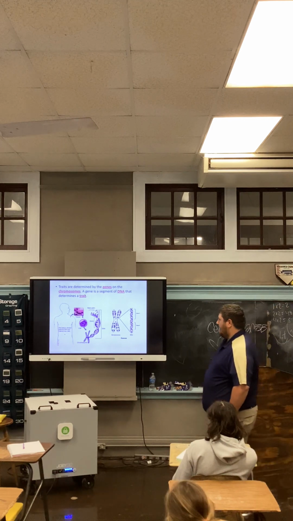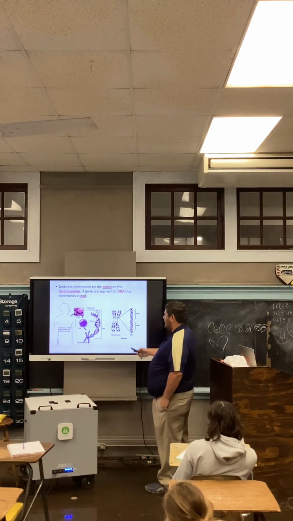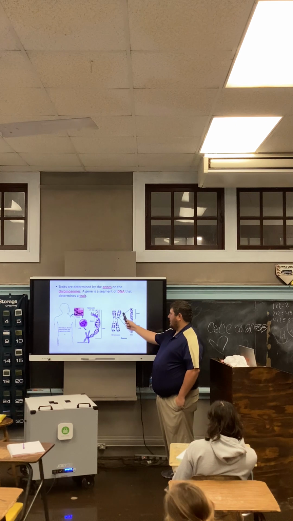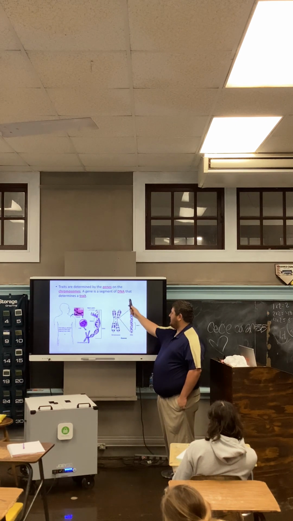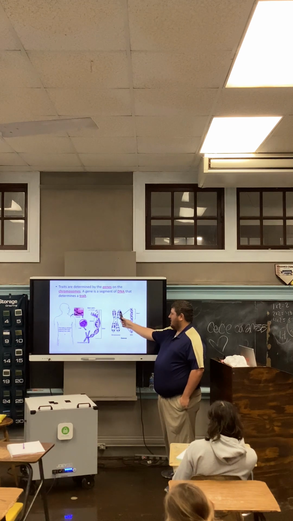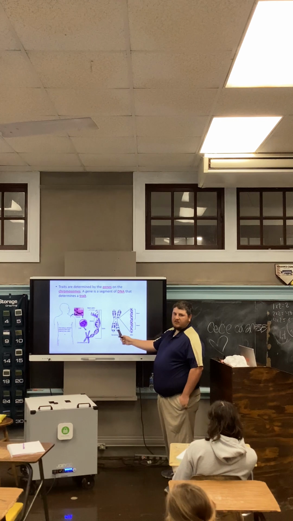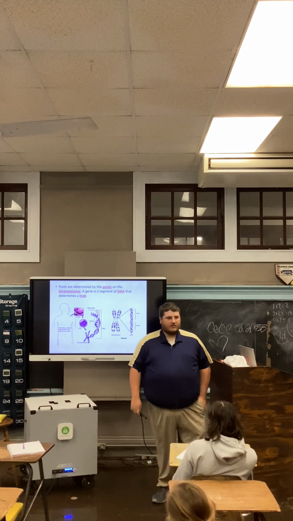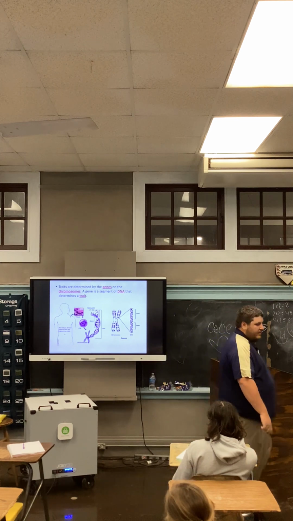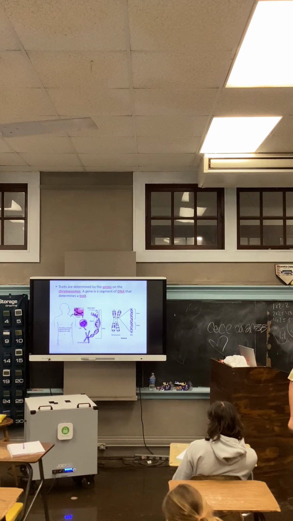Right here is a good picture of it. This is the chromosome, but each one of these segments codes for a specific gene. So this gene right here might code for your eye color. This one at the bottom might code for your skin color. Each segment of the chromosomes codes for a specific gene or trait.